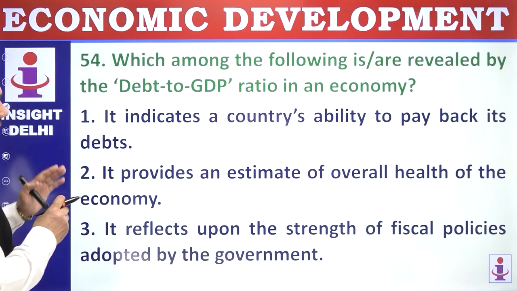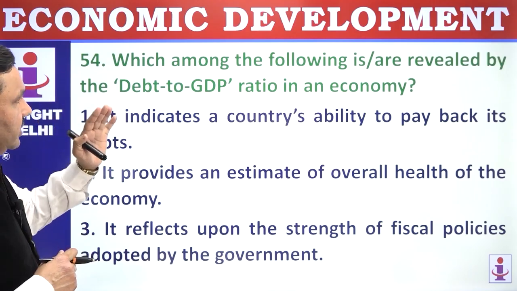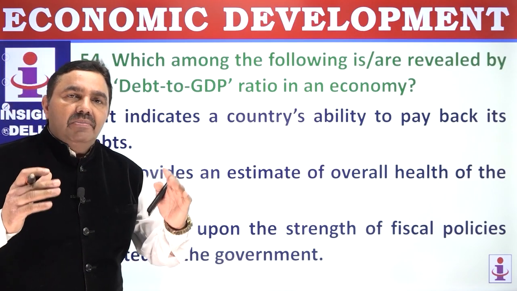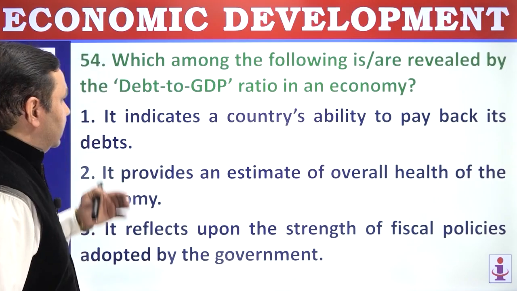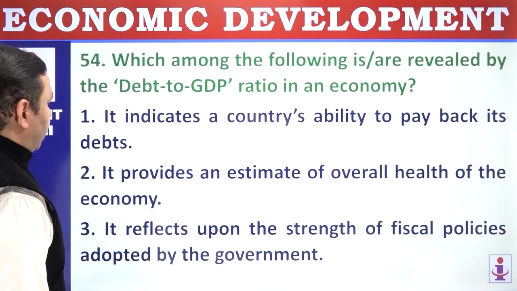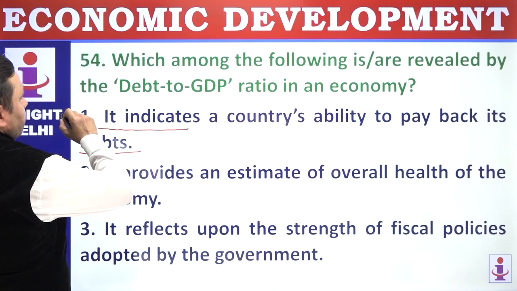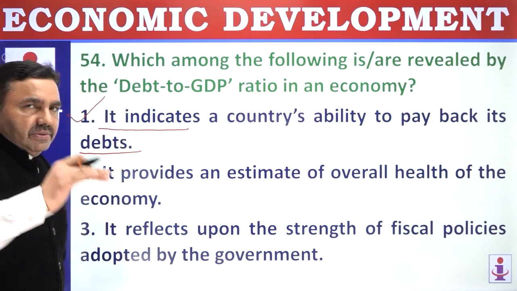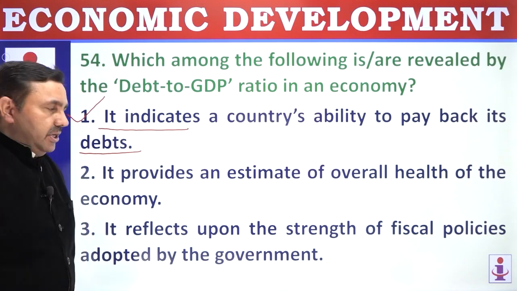Question number 54. Which among the following are revealed by debt to GDP ratio in an economy? If debt to GDP ratio is high, it means government is borrowing more than what it can really pay back, or what is basically the productivity of that economy. It indicates the country's ability to pay back its debt. If debt to GDP ratio is high, it means paying back would be difficult. If debt to GDP ratio is low, 30, 40, 50%, it means country can pay it back.